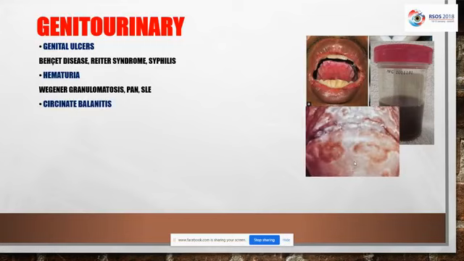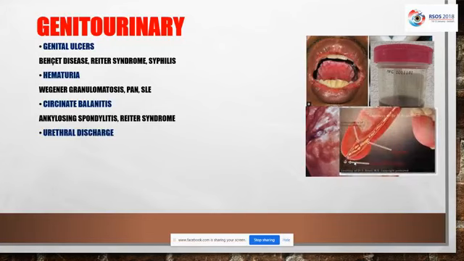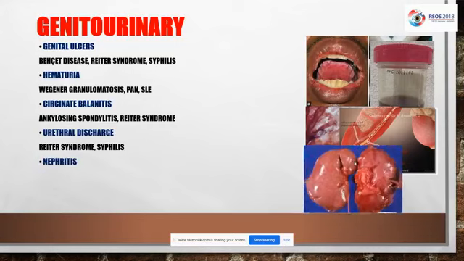In those patients with circinate balanitis, it's very important to exclude ankylosing spondylitis or HLA-B27 associated spondylitis and Reiter syndrome, as one of these can present with circinate balanitis. Also, in those patients with urethral discharge, it's very important to exclude Reiter syndrome and syphilis as possible diagnostic entities.